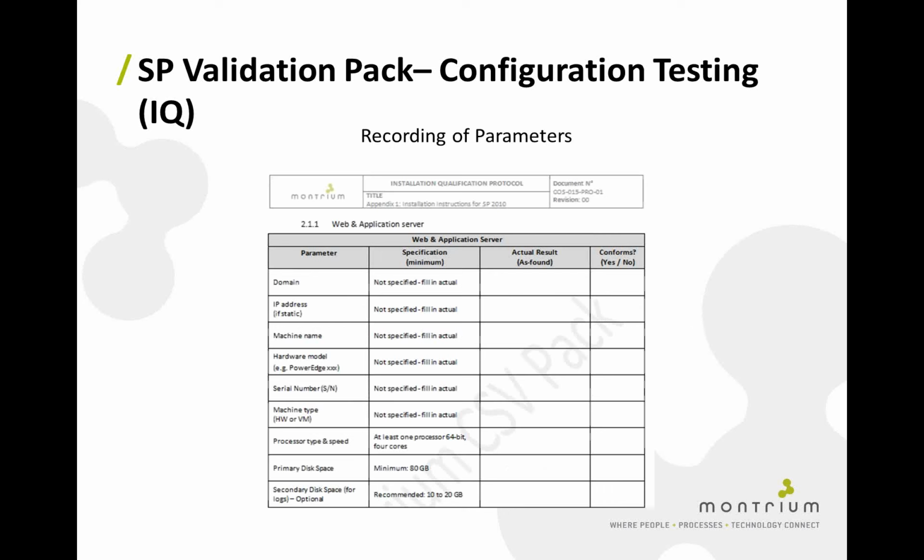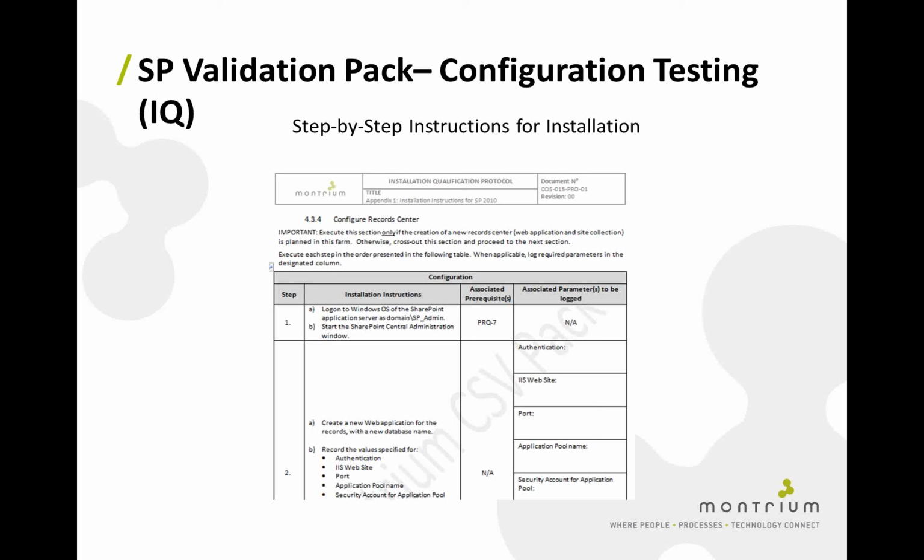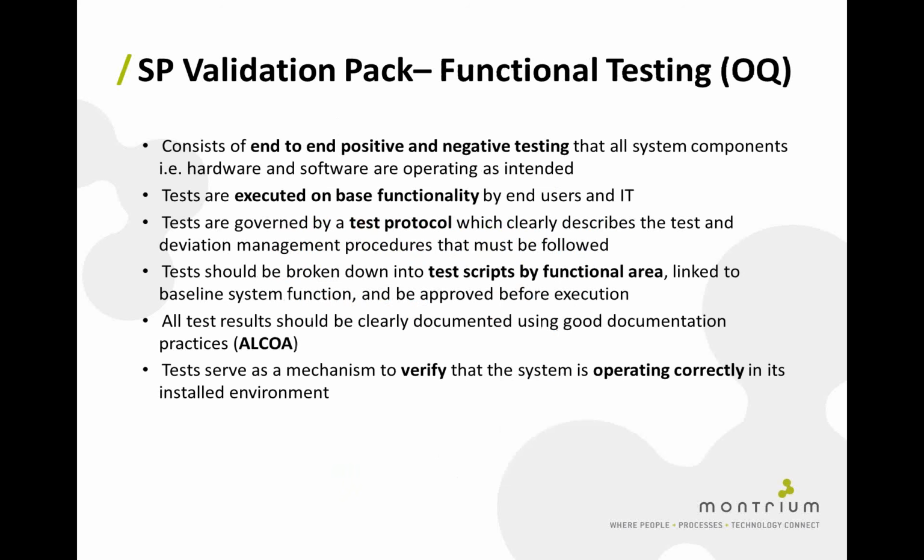So this is an example of what IQ looks like. So the first thing we have is really the recording of the various different parameters that we need for our system, so we can see things such as the hardware model, the machine names, the IP addresses, all of those things. We then have step-by-step instructions on how to actually install SharePoint from a regulated standpoint. Once we've got SharePoint installed, we then go into our functional testing, so our OQ.